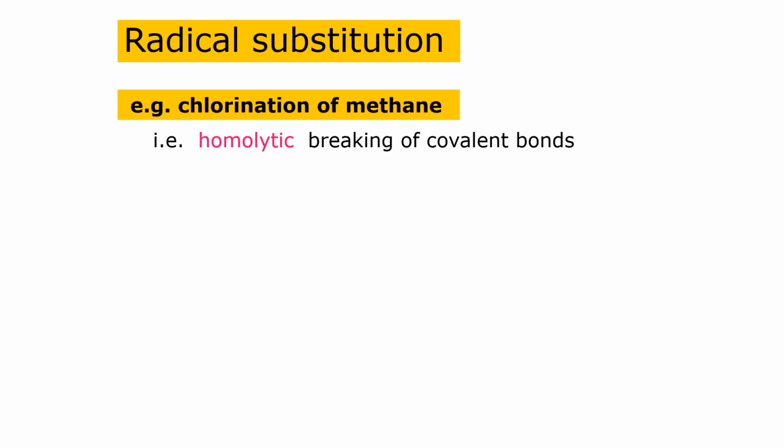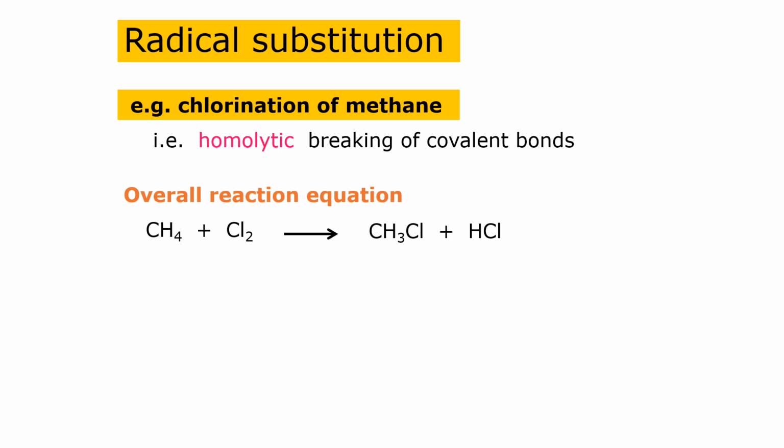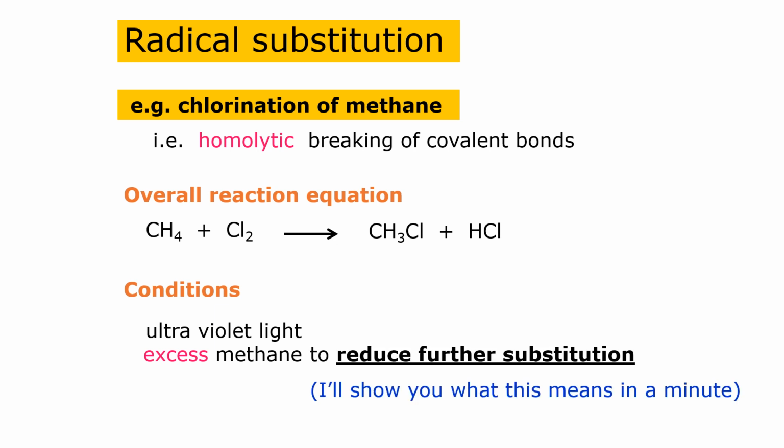It involves homolytic breaking of covalent bonds, in this case between chlorine atoms in Cl2. The overall reaction equation gives you a monosubstituted product, CH3Cl, and HCl as a side product. Simply, one of the chlorines in Cl2 has replaced one of the hydrogens in CH4. To achieve this, you need ultraviolet light to initiate the breaking of covalent bonds, the homolytic fission. And if we use excess methane, this starts to control further substitutions, which I'll talk about a little bit later.